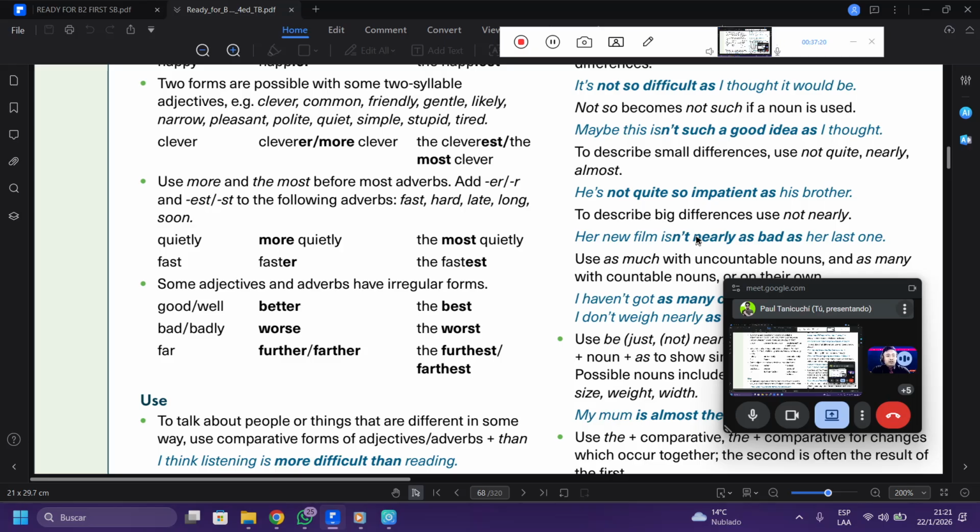I'm going to continue with this. In this case, to describe small differences, we use not quite and not nearly and not almost. For instance, he is not quite so impatient as his brother. In that case, we have to use not plus quite, or not nearly, or not almost, so impatient as the other person or the other thing.